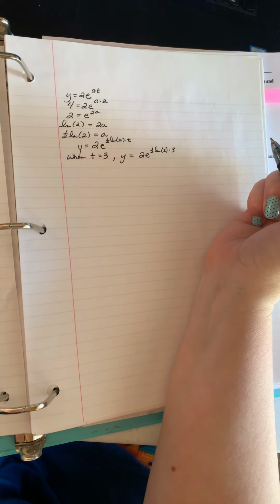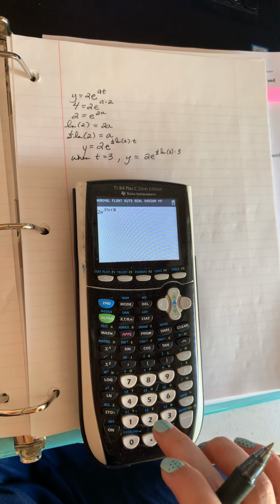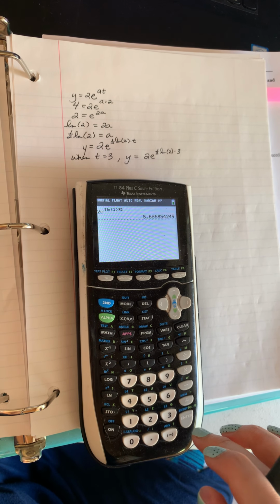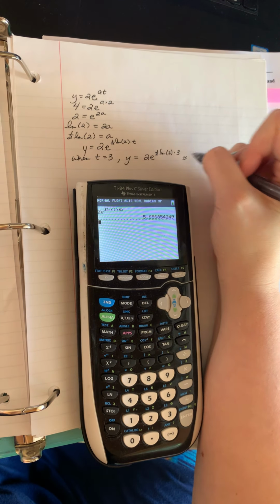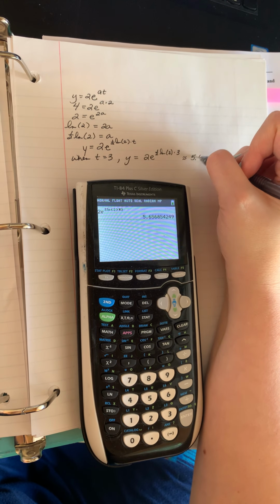If you wanted to, you can grab a calculator, and you can put that in: 2e to the 0.5 ln of 2, close that parentheses, then times 3. And there you go. It's about 5.66.